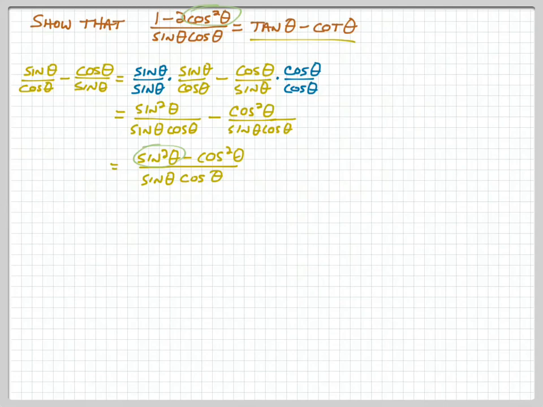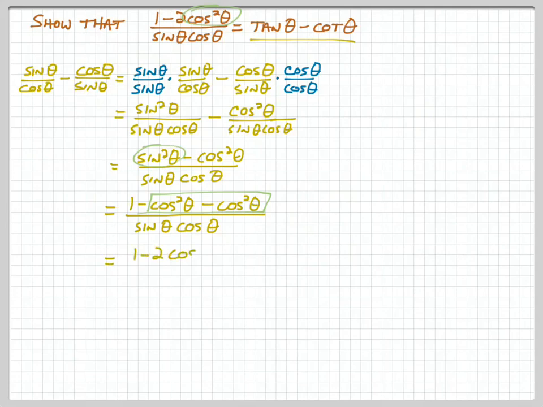So how do we change this thing into a cosine? Well, it again goes back to our Pythagorean identities, and we're going to substitute in 1 minus cosine squared theta. So when we plug that in for sine squared theta, we can see easily that this is going to simplify to (1 minus 2 cosine squared theta) over (sine theta cosine theta).